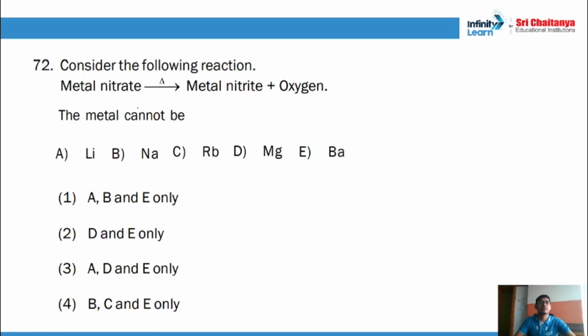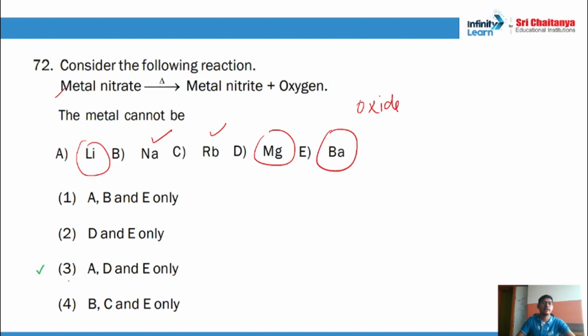You have to choose which metal cannot undergo this reaction. You should know that lithium shows anomalous behavior, so lithium cannot be this metal. Group 1 elements react like that. Group 2 elements, when their nitrates are heated, actually give oxide and not nitrites. So these three, that is the correct answer.